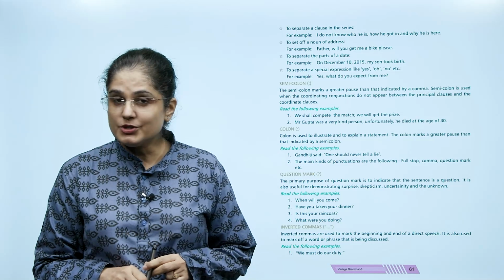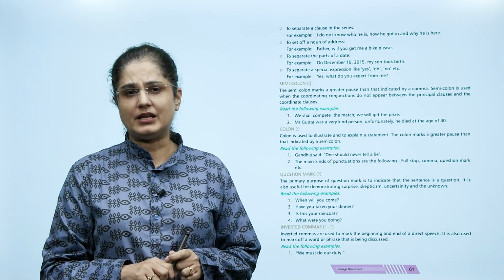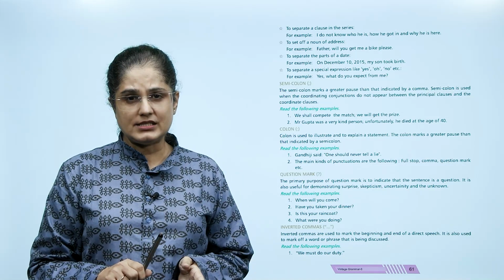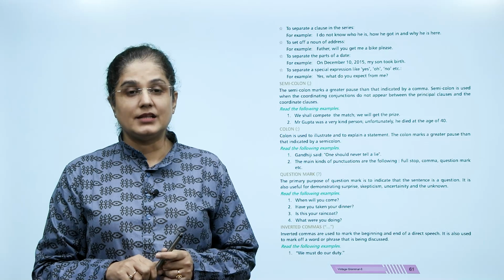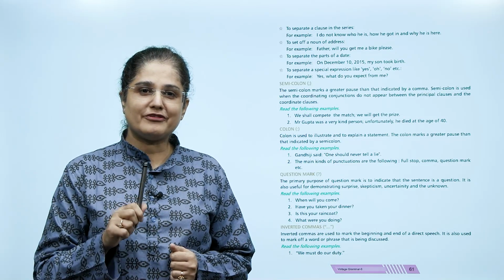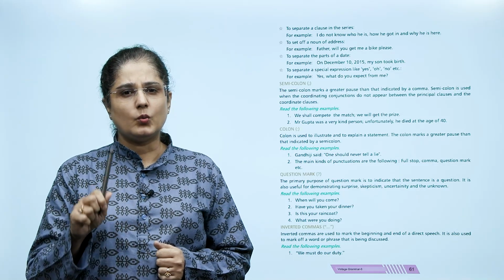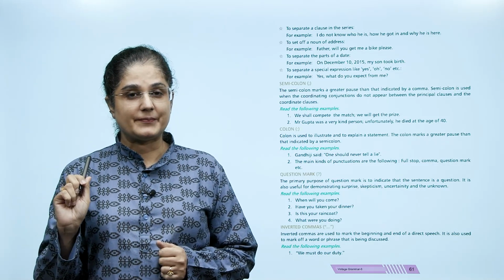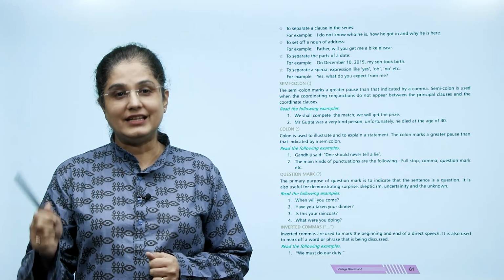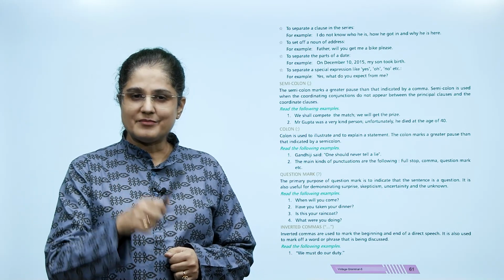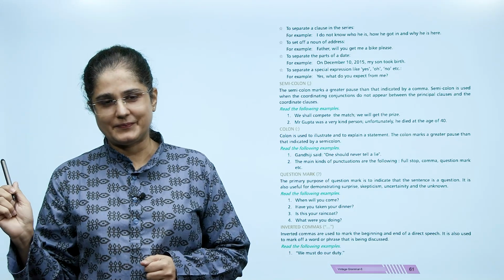Then it is also used to separate a clause in the series. For example, I do not know who he is, how he got in and why he is here. Then it is also used to set off a noun of address. For example, Father, will you give me a bike please? Another usage is to separate the parts of a date, like on December 10, 2015, my son took birth.